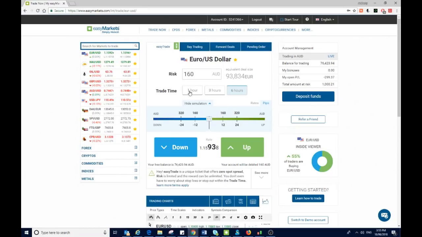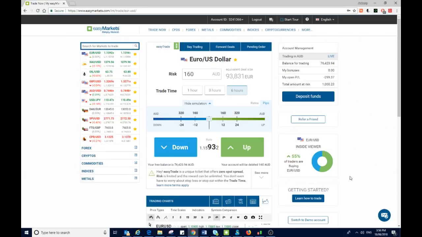Now if you change the time to just 1 hour, then it will be a lot cheaper. So 1 hour is just 5 pips, 3 hours is 10 pips, 6 hours is 12 pips. So you can see here 1 hour or 6 hours seems to be the best value there. And depending on how long you think it's going to take for your trade to make the move that you're looking for, that's how long you want to use the option for.